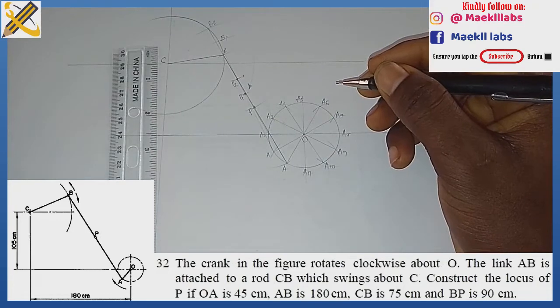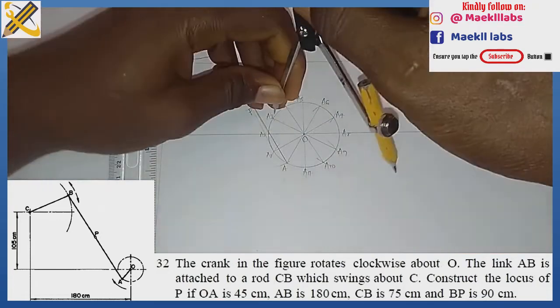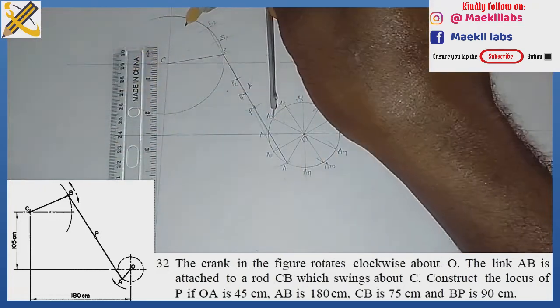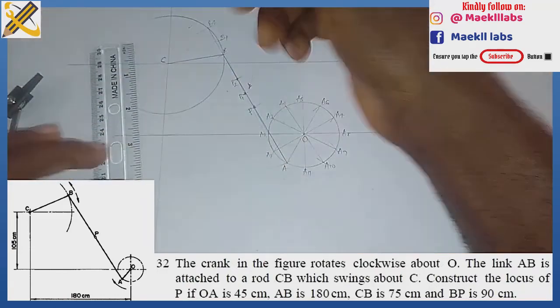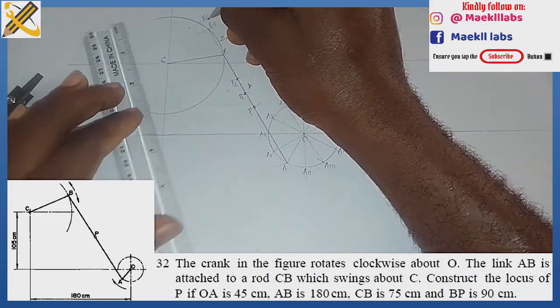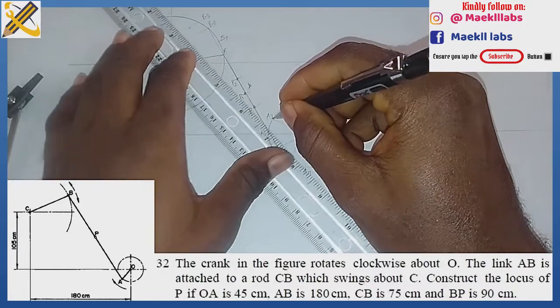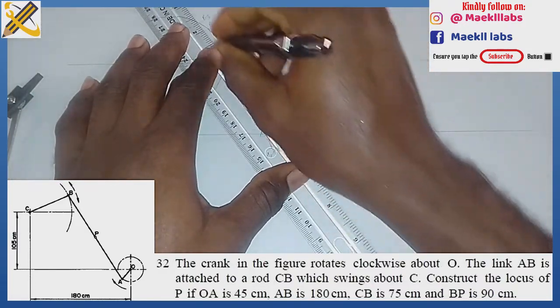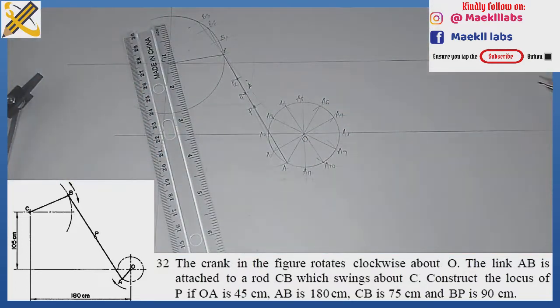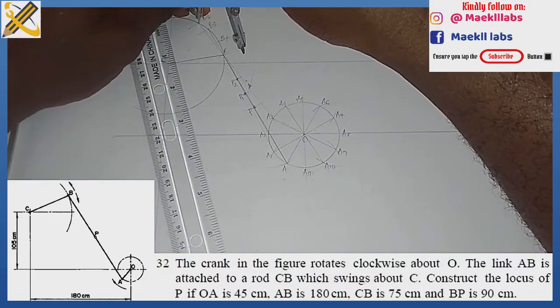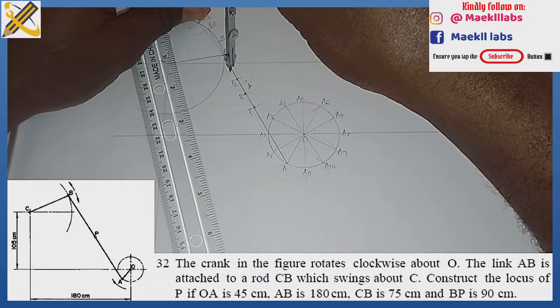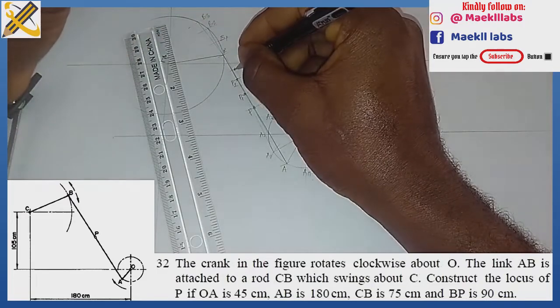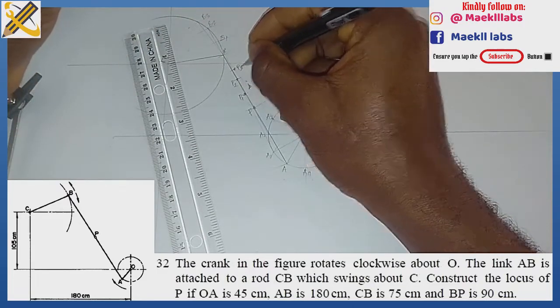With distance 90 from A3, I strike an arc. This is my B3. So from A3 to B3 in this manner, I'm going to align my ruler and draw. Then from point B3 with length of 45, I get my point P3 right here. So this is my P3 there.